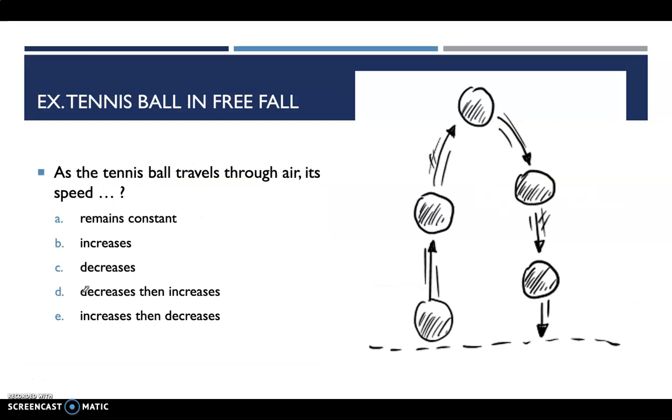All right, so let's look at an example here. This is a tennis ball in free fall. As the tennis ball travels through air, what does its speed do? If we have this tennis ball, it was thrown up and then it falls back down. What does its speed do? Does it stay the same? Does it increase? Does it decrease? What is it doing?